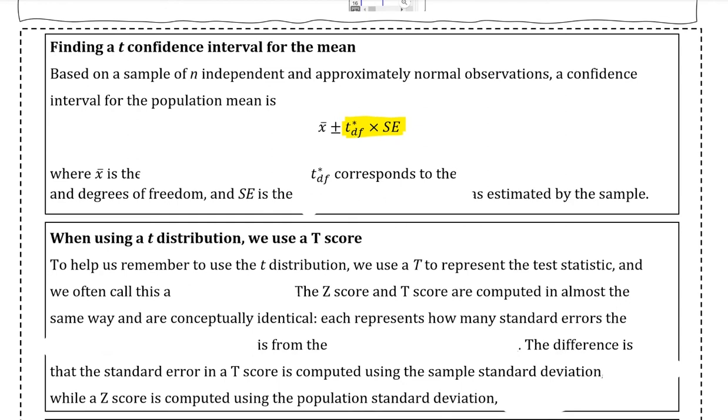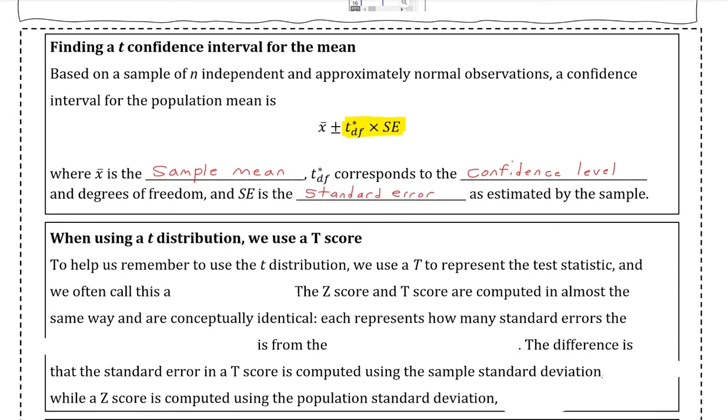We know that x bar is the sample mean. T star with a subscript of df is a little bit new to us. This corresponds to the confidence level and the degrees of freedom. And SE we know as the standard error as estimated by the sample. That t star with the subscript of df may be new to us, but it sits in the same place as something that is familiar to us, which is the requisite z-score. Because of its similarity to a z-score, we will thusly call this a t-score.